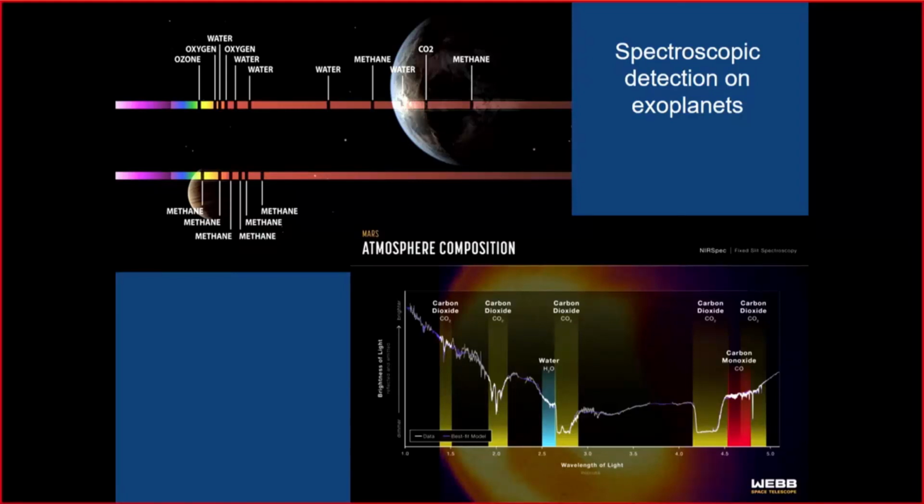For example, see this curve below. When James Webb observed the Martian atmosphere in the 1.0 to 5.0 micrometer range, which we call the NIR spectrum, you see a lot of dips and rises in it. These dips and rises at certain wavelengths were because of carbon dioxide, carbon monoxide, and water, and this is the principle by which these gases are detected.